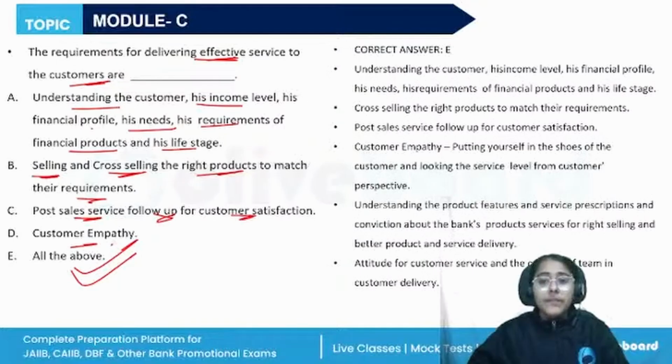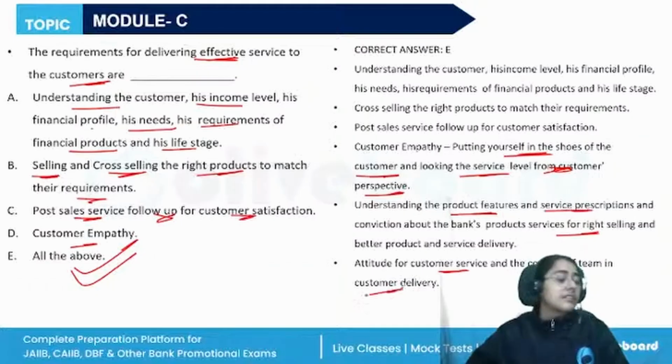So understanding of the customer, their needs, cross-selling, post-sale service, customer empathy means putting yourself in the shoes of the customer and looking at the service level from the customer's perspective. The agents or the branch staff, when they are explaining the product to the customer, should themselves understand the product features and the service prescriptions. Only then can they better sell the product or the service, and they should have the attitude for customer service and the concept of team in customer delivery.